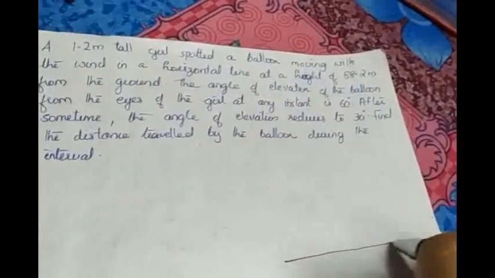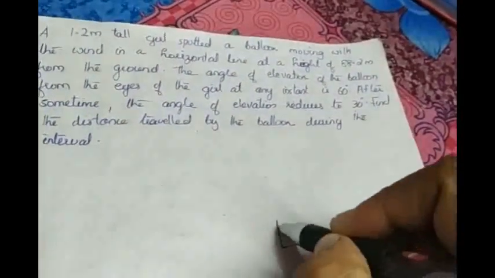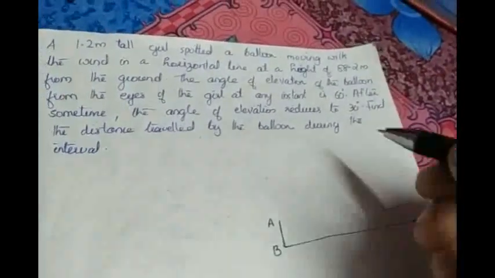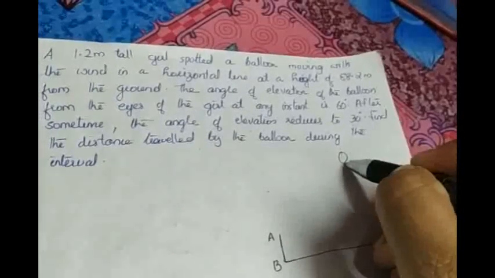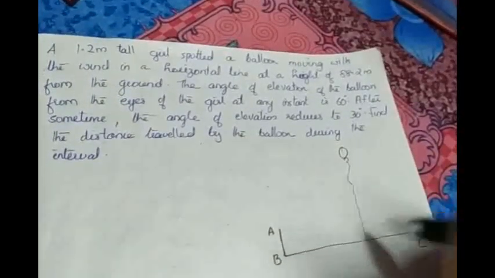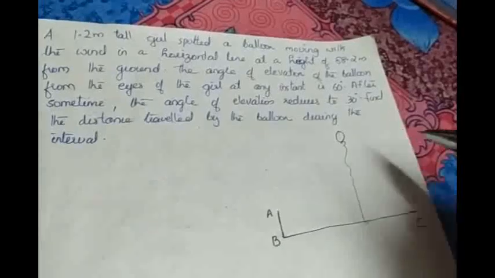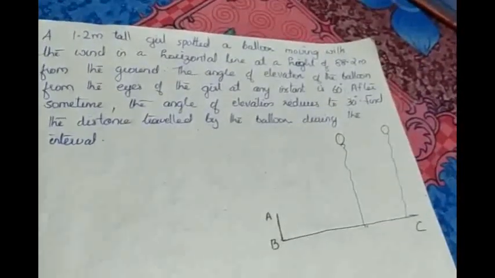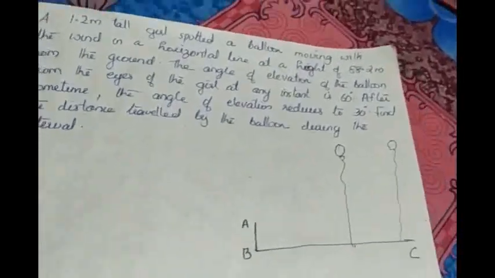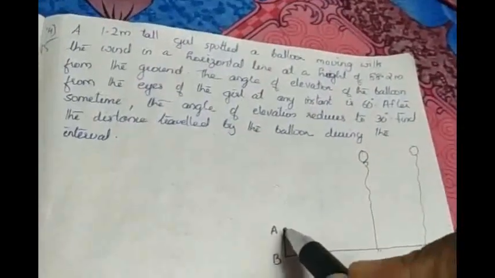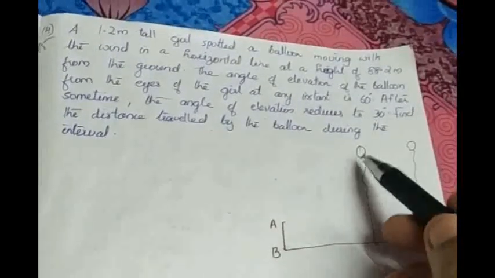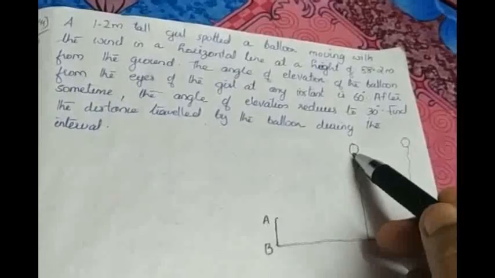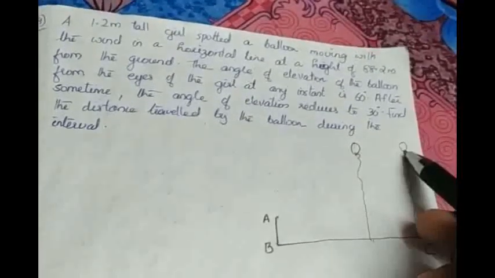So let this be the ground level. AB be the girl. BC be the ground level. At first let the balloon be here and it is at a height of 88.2 meter from the ground level. Let this be the second position of the balloon. It is also at a height of 88.2 meter from the ground level. From here, the angle of elevation when she sees the balloon at first is given as 60 degree and later on it reduces to 30 degree.